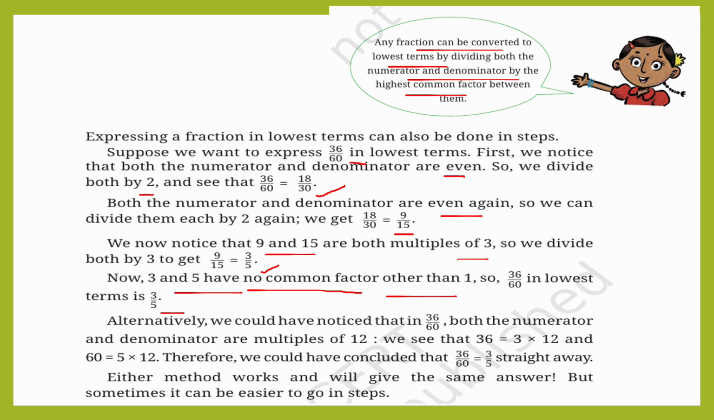Alternatively, we could have noticed that in 36 by 60, both the numerator and denominator are multiples of 12. We see that 36 is equal to 3 into 12 and 60 is equal to 5 into 12. Therefore, we could have concluded that 36 by 60 is equal to 3 by 5 straight away. Either method works and will give the same answer, but sometimes it can be easier to go in steps.